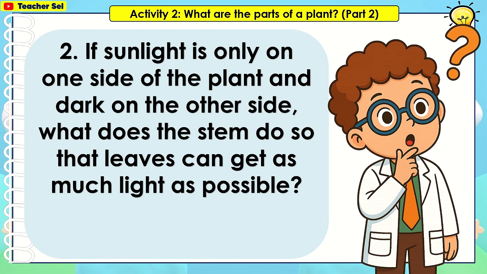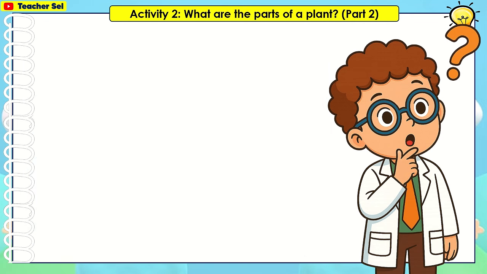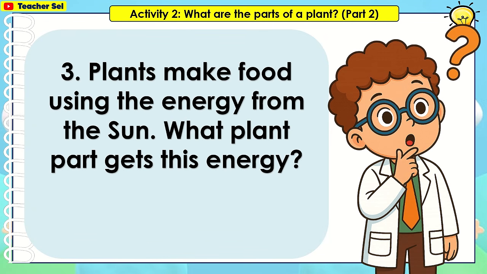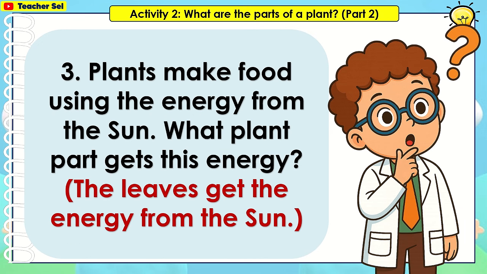If sunlight is only on one side of the plant and dark on the other side, what does the stem do so that leaves can get as much light as possible? It bends where there is more light. Plants make food using the energy from the sun. What plant part gets this energy? The leaves get the energy from the sun.